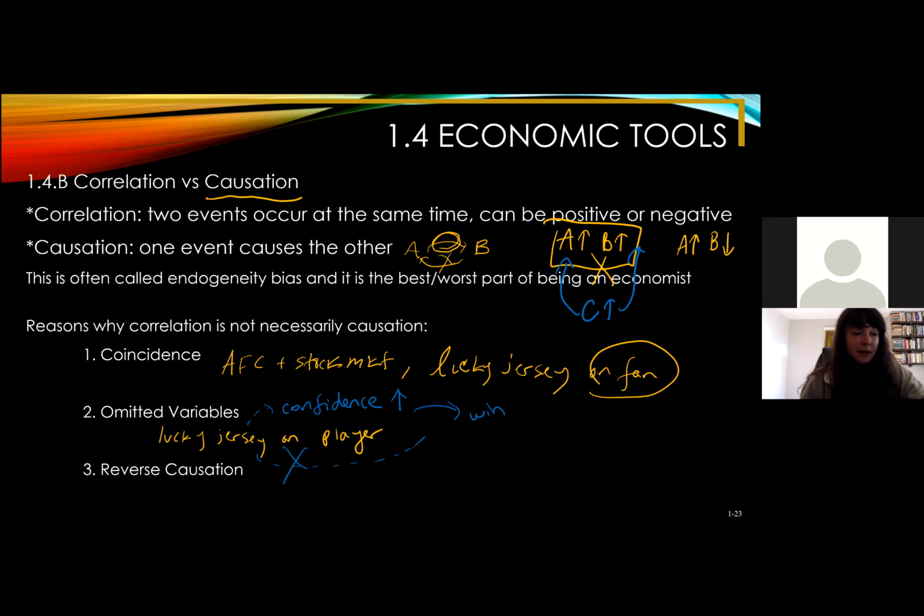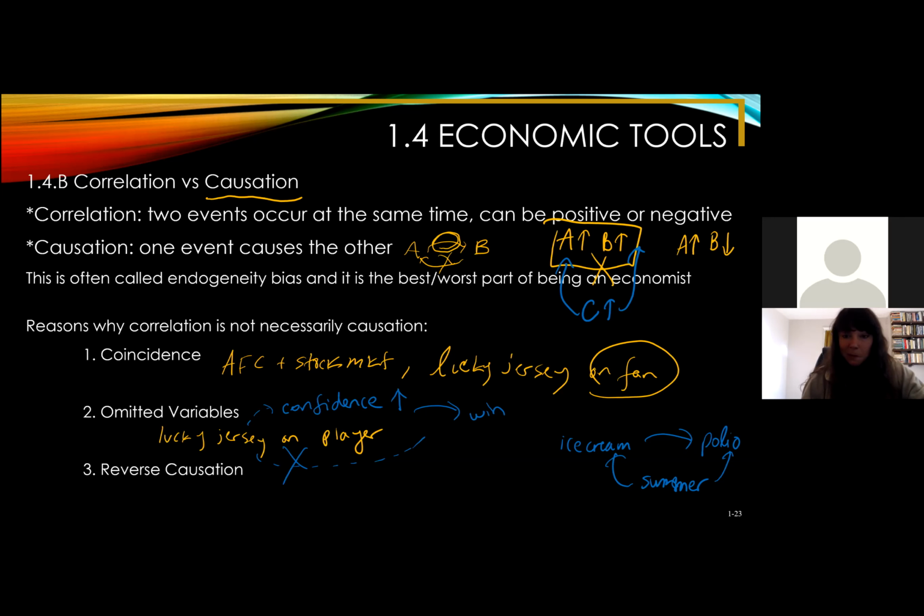Another example of omitted variables from your textbook is like people used to think that if you ate ice cream, you would get polio. Turns out that the omitted variable was just summertime, which made you be in more close proximity to people and more likely to get polio and also more likely to eat ice cream. There's also a big omitted variable in the research that I do.